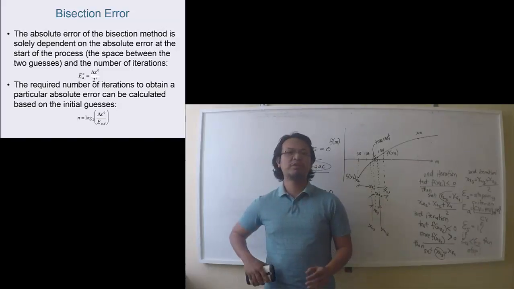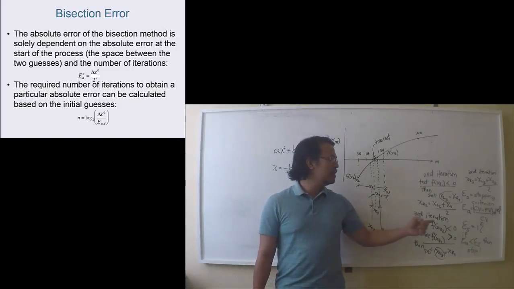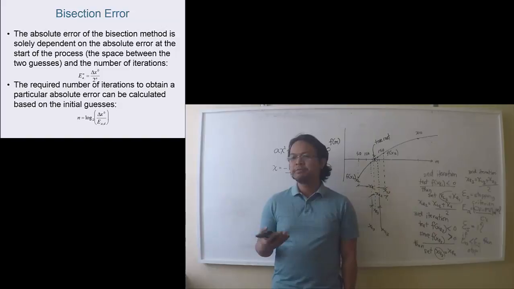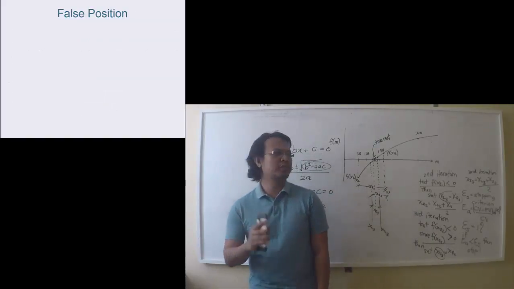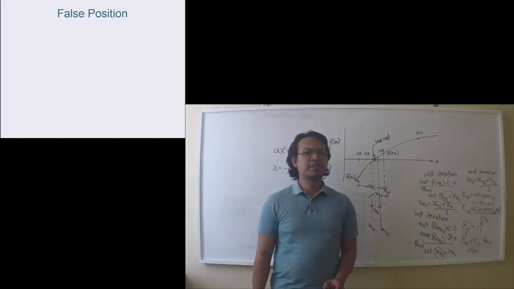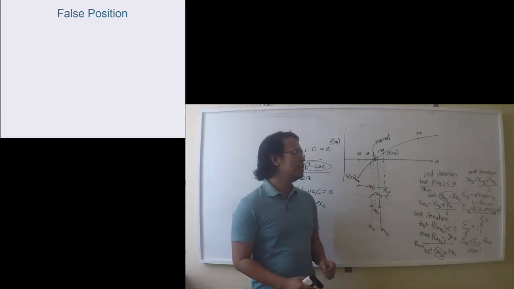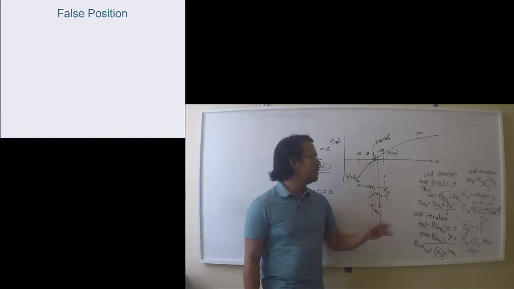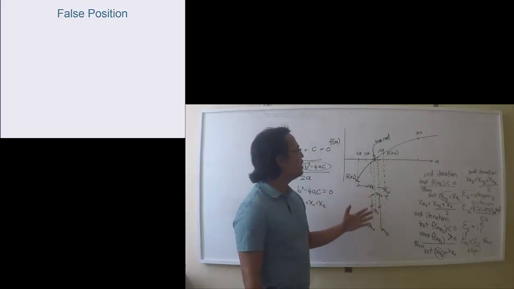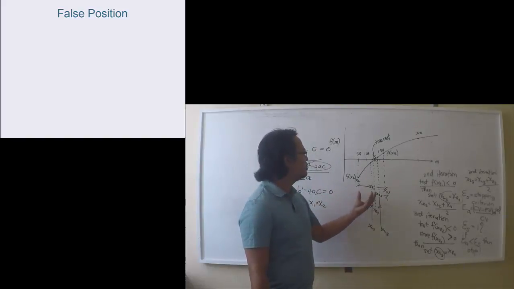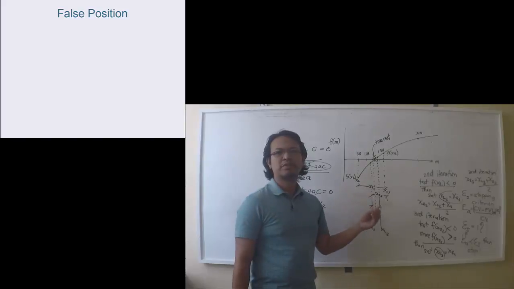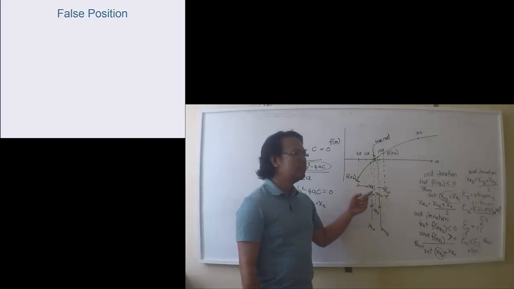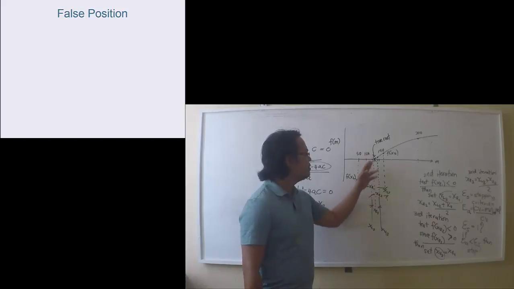So the number of iterations increases as you decrease the stopping criteria. Okay. False position. False position is another method. It's also a bracketing method, but it's somewhat different, because in the bisection method, as you can see, you try to guess the root by dividing the interval into 2, by making it half. Okay, and then you have the root.